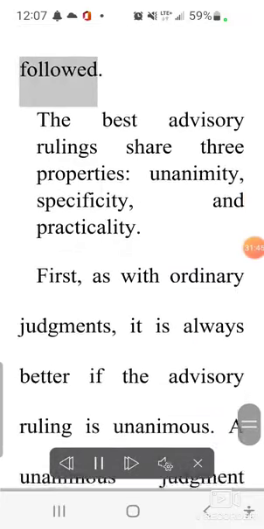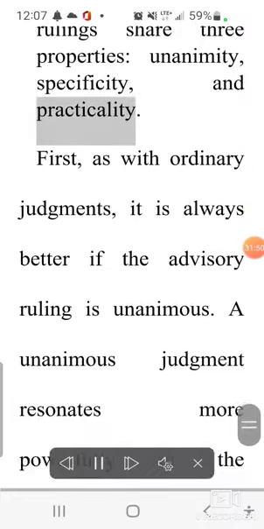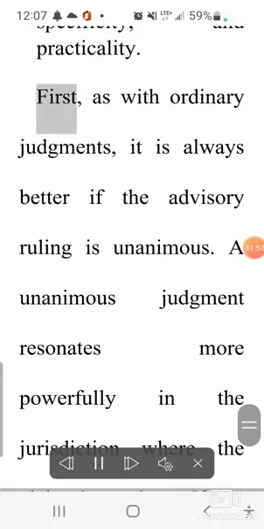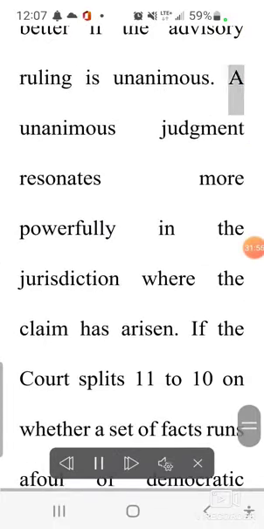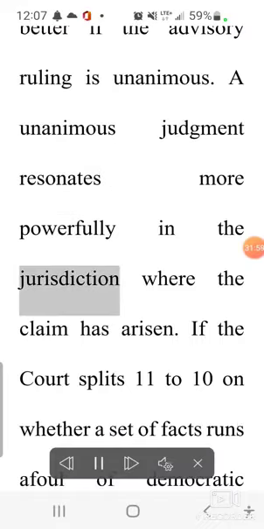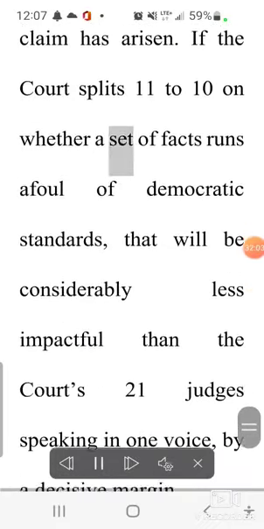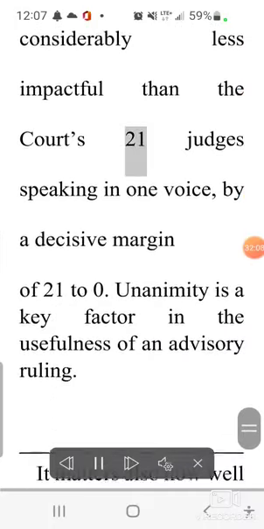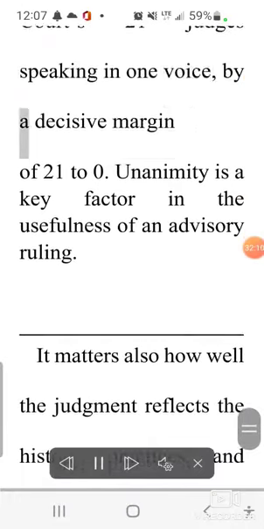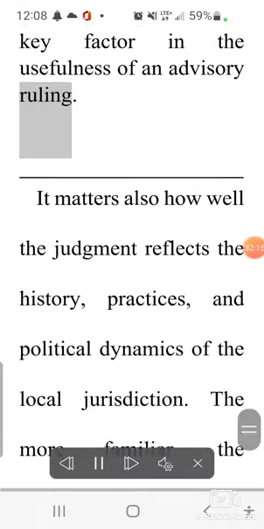The best advisory rulings share three properties: unanimity, specificity, and practicality. First, as with ordinary judgments, it is always better if the advisory ruling is unanimous. A unanimous judgment resonates more powerfully in the jurisdiction where the claim has arisen. If the court splits 11-10 on whether a set of facts runs afoul of democratic standards, that will be considerably less impactful than the court's 21 judges speaking in one voice, by a decisive margin of 21-0. Unanimity is a key factor in the usefulness of an advisory ruling.